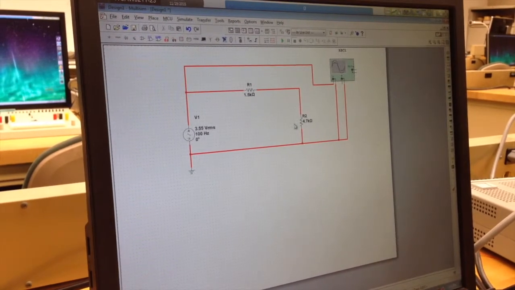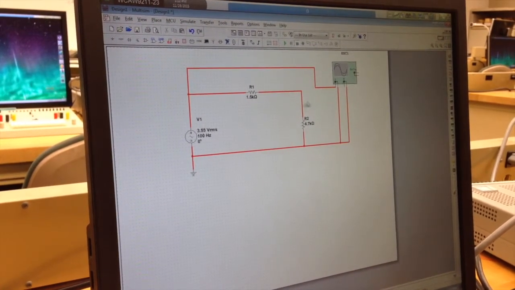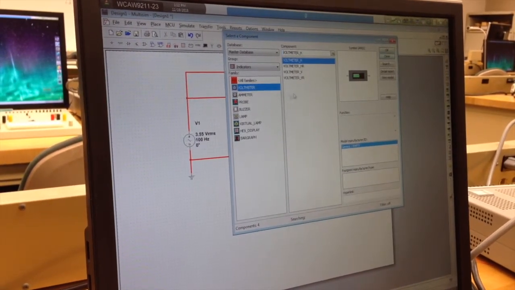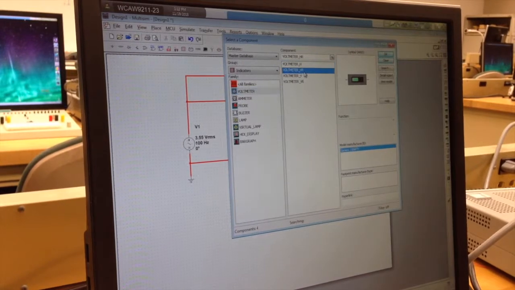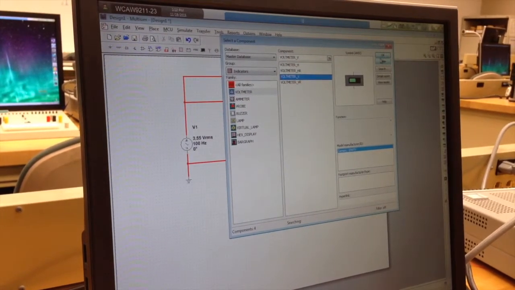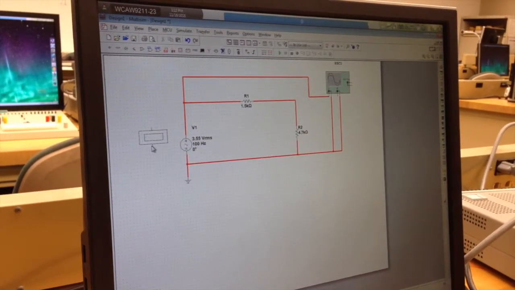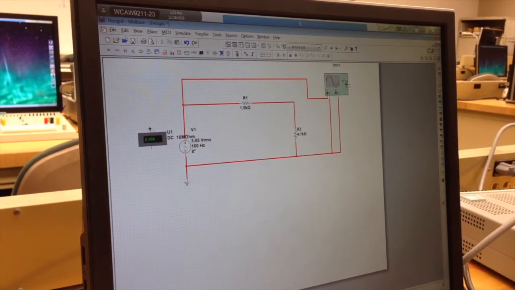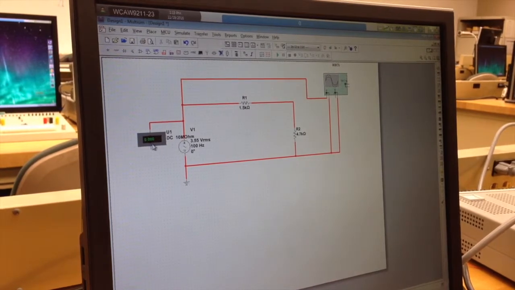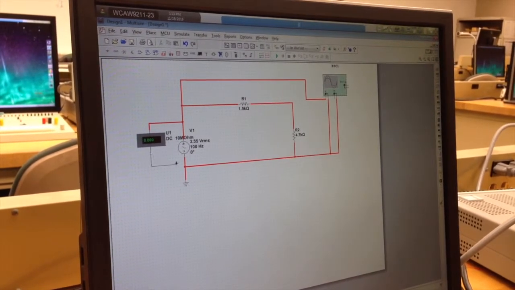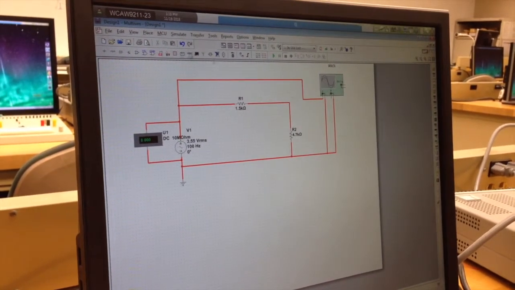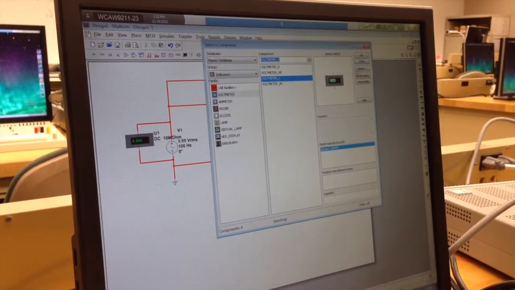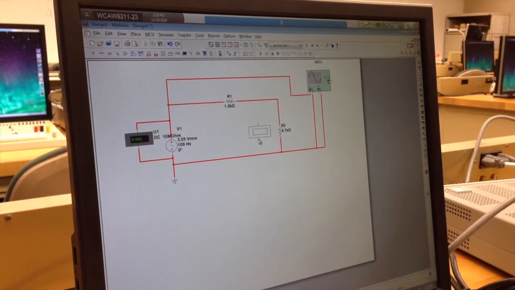Okay. Then next step is to do the voltmeters. So we go to indicators, voltmeter, and get vertical. And then we place them here. And get a second voltmeter, indicators. This one's going to be right there.